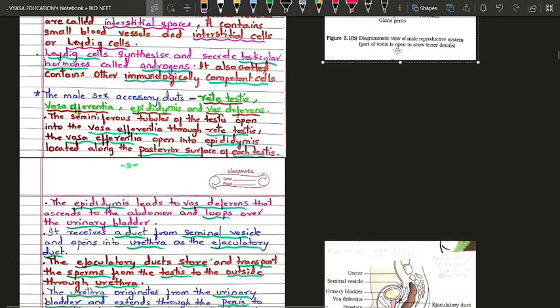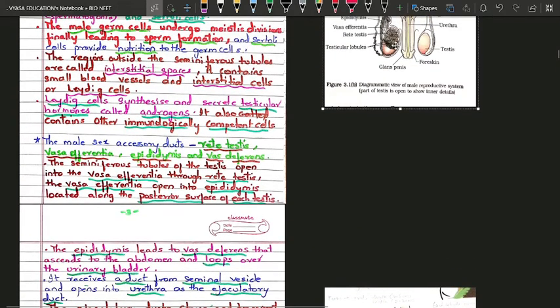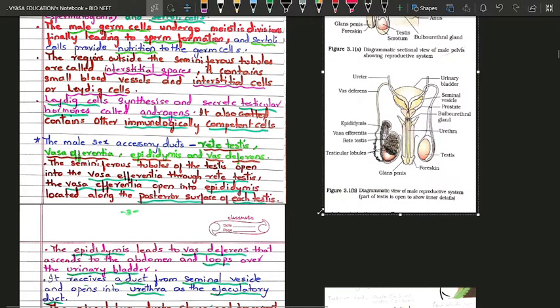Yes, it receives a duct from the seminal vesicle. This is the seminal vesicle. It receives a duct. See here, isn't it? It is receiving a duct from the seminal vesicle and opens into the urethra. Okay, opens into the urethra as an ejaculatory duct. So this is called the ejaculatory duct.